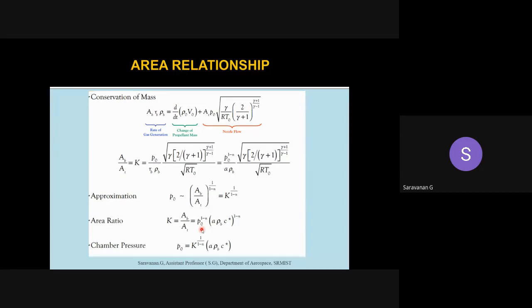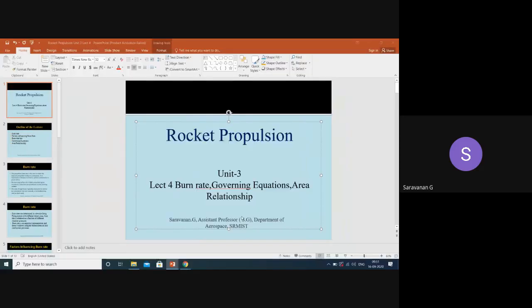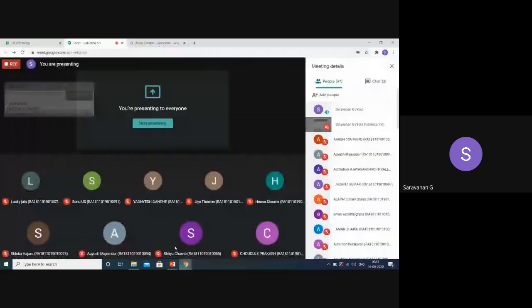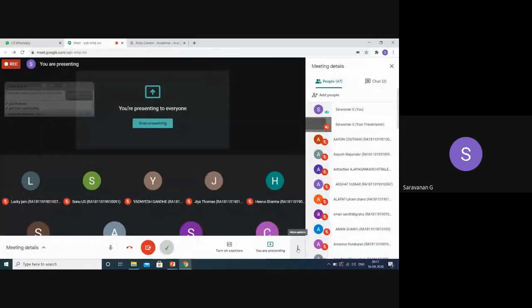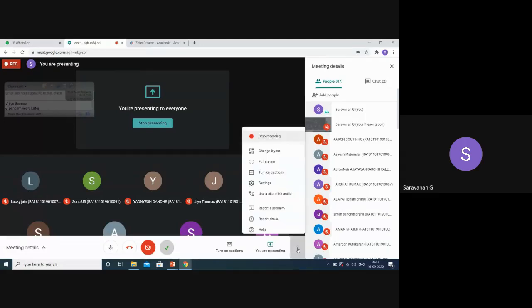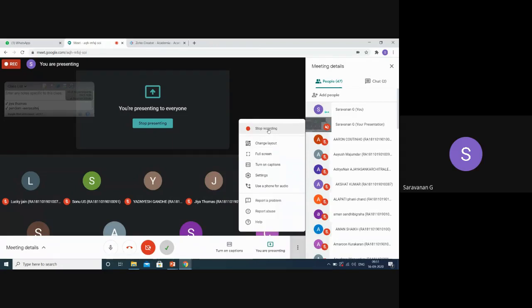Okay, these are all about the important burn rate concept of the solid propellant rocket motor, the factors affecting the burn rate, the important governing equations with respect to the solid propellant rocket motor, and the area ratio corresponding to the solid rocket motor, so that you can design a rocket motor and as well identify the performance of a solid propellant rocket motor.